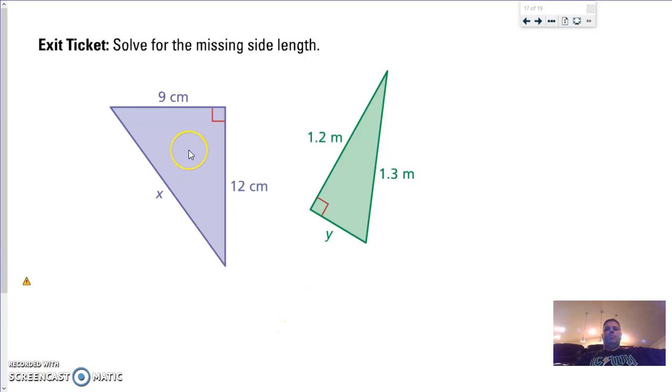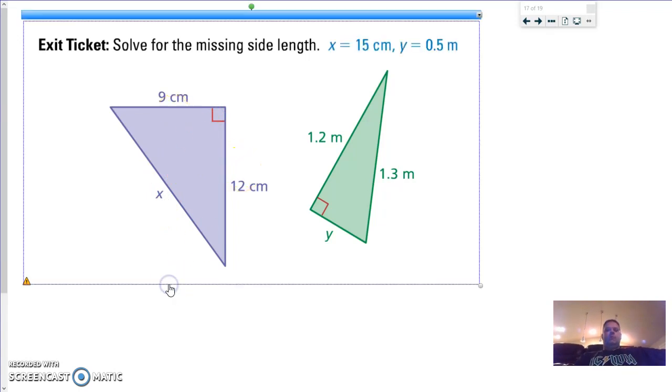The first one, with the purple triangle, you probably set it up as 9 squared plus 12 squared equals x squared, or c squared. This is 81 plus 144. In the first example, we get 15. In the second one, hopefully you set it up as 1.2 squared plus y squared, or b squared, equals 1.3 squared. This is 1.44 plus y squared equals 1.69. Our answer again is 0.5 meters.